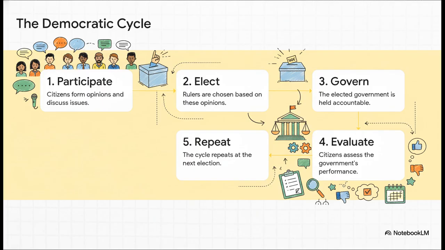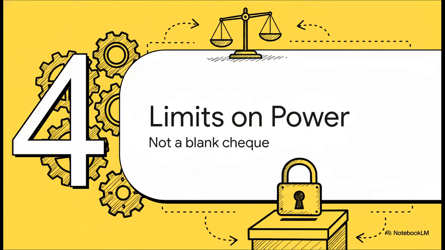Their work doesn't stop there. They have to govern, and they are accountable to us. Then, we citizens evaluate their performance, and that evaluation influences how we vote in the next election, and the cycle begins all over again. So, imagine a party wins the election. Does that mean it can do whatever it wants? Absolutely not. And this is a very, very important point to understand about democracy.